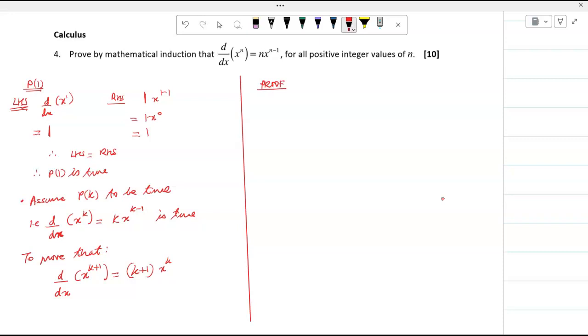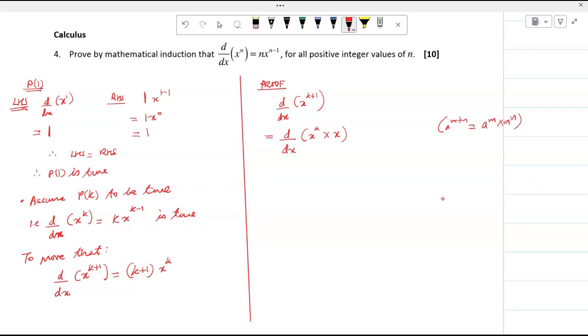We'll start with the left hand side. What is the meaning of the derivative of x raised to k plus 1? It simply means, using the law of indices, the derivative of x raised to k times x, since x is x raised to 1. Law of indices: a raised to n times a raised to m is a raised to n plus m.